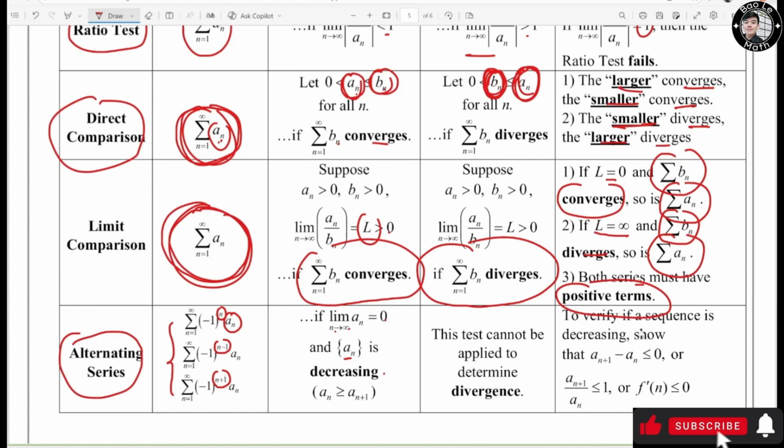Now, note that to verify if the sequence is decreasing, you need to show that a sub n plus 1 minus a sub n is less than or equal to 0. Or you can use this one right here, a sub n plus 1 over a sub n less than or equal to 1. Or f prime of n less than or equal to 0. So, the first and second are the most popular ways to do it.